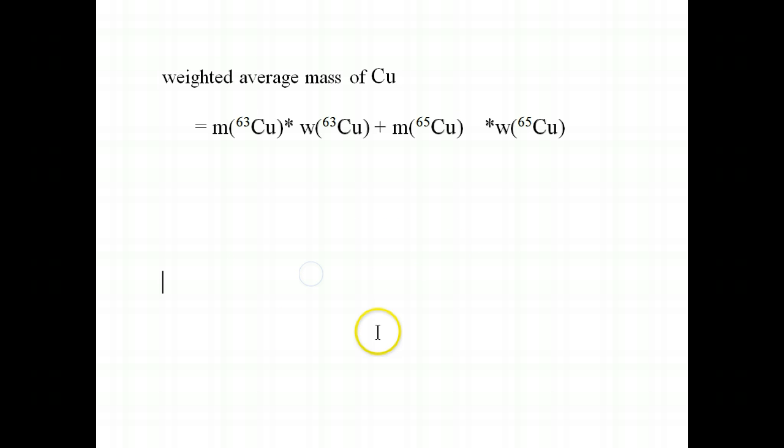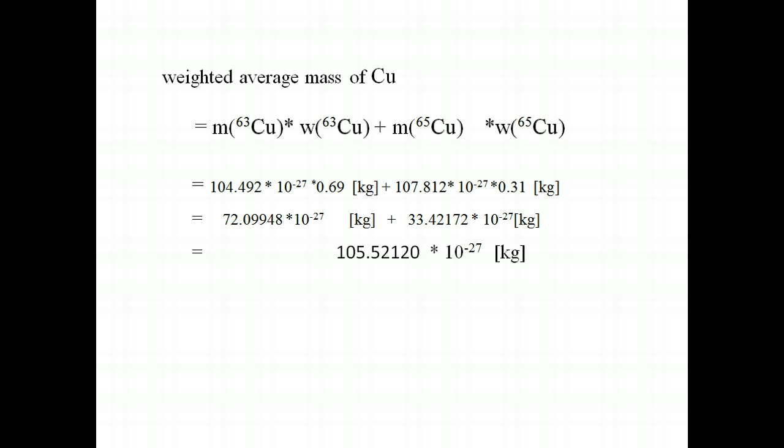Now we can calculate the weighted average mass of copper, that is equal to the mass of 63 copper multiplied by the weight of 63 copper, and add to this the product of the mass of 65 copper multiplied by the weight of 65 copper. And the result is the weighted average mass of copper is 105.5212 multiplied by 10 to the power of minus 27 kilogram.